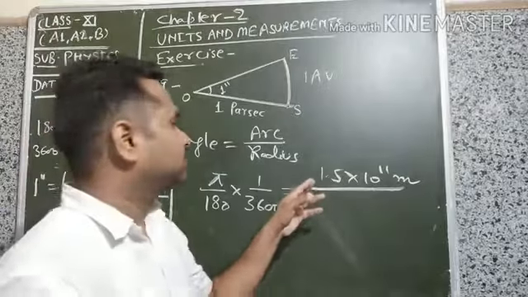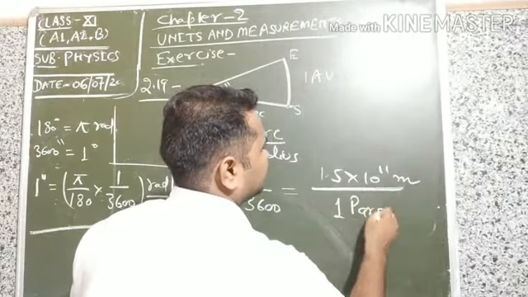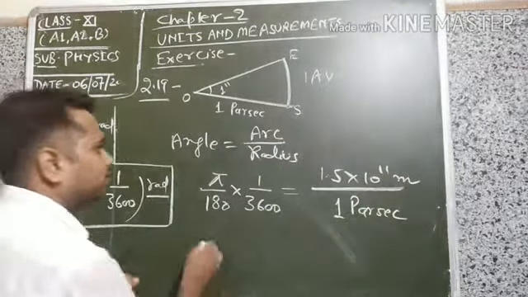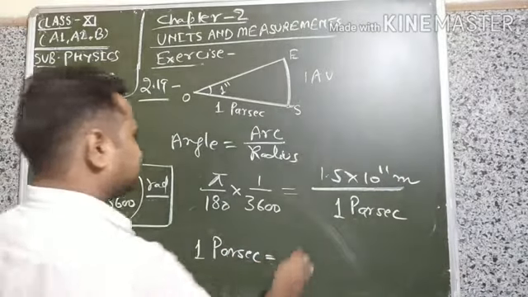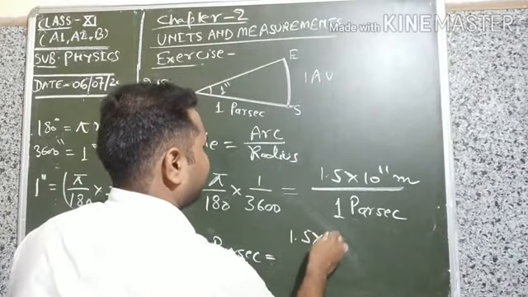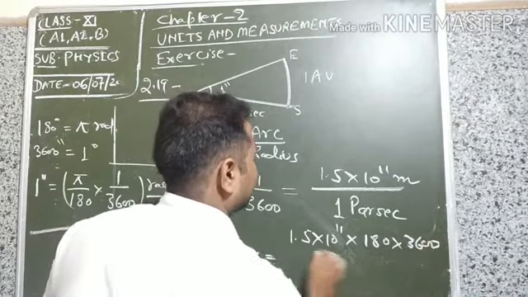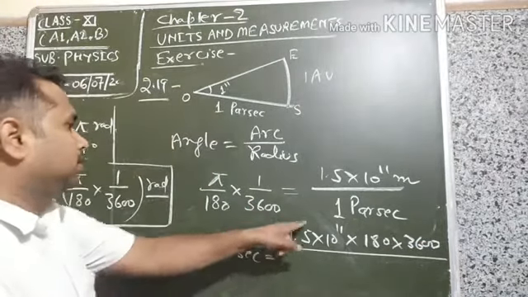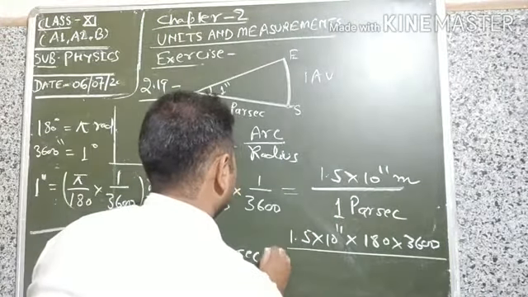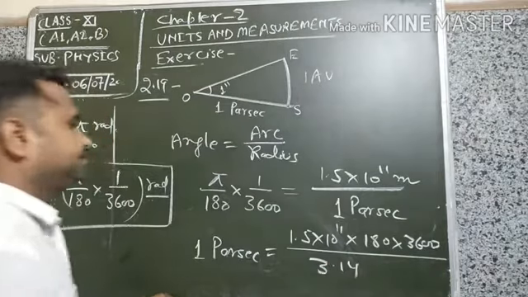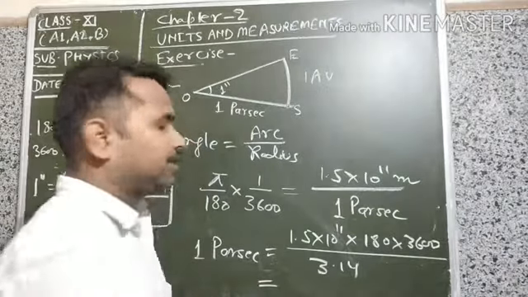Average distance, mean distance between Sun and Earth, divided by radius means 1 parsec. So finally, 1 parsec equals 1.5 into 10 power 11 multiplied by 180 multiplied by 3600, divided by pi, and pi means 3.14. By solving this value, it will come into the order of 10 power 16.